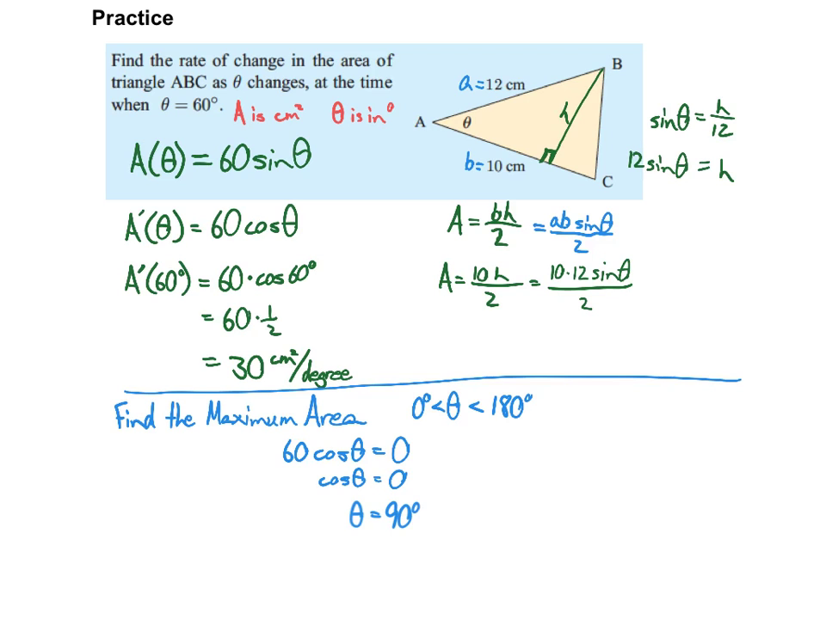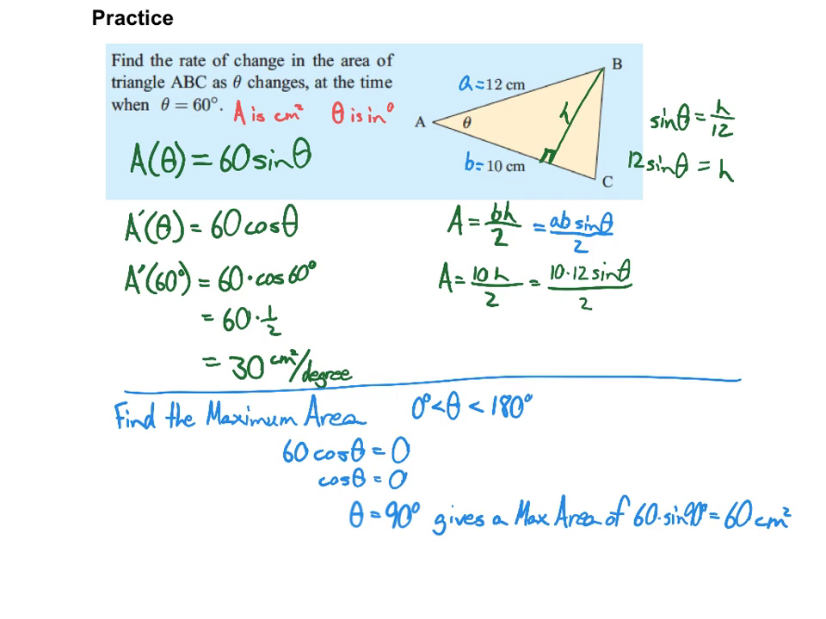Okay? And notice this gives a maximum area of 60 times sine of 90. What's sine of 90? 1. So 60 times 1 is 60 square centimeters. Alright? So that's the biggest triangle that you can make with sides that are 10 and 12. Okay? Would be that right triangle.